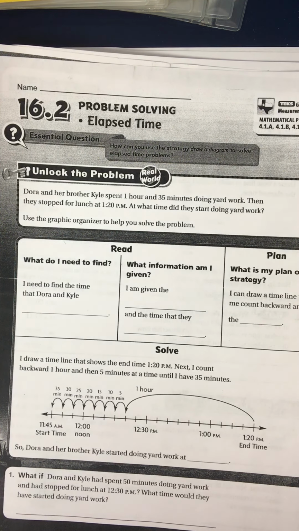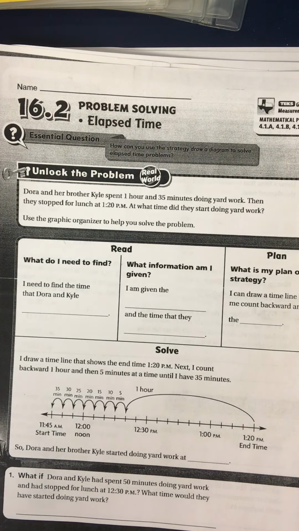To first understand, we have to understand what elapsed time is. Elapsed time is time that has passed, okay? When you have time that's passed, you have a start time, an ending time, and the time in between. And you will always be given two of the parts. You'll either be given the start time and the ending time and finding the time in between, or you'll have the start time and the elapsed time, and you're going to look for the time to end with.